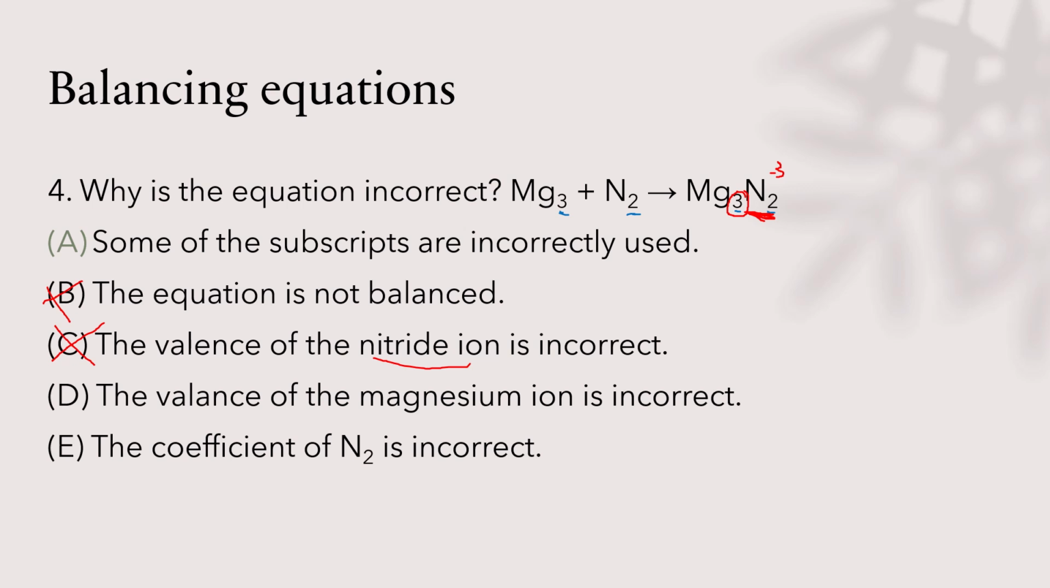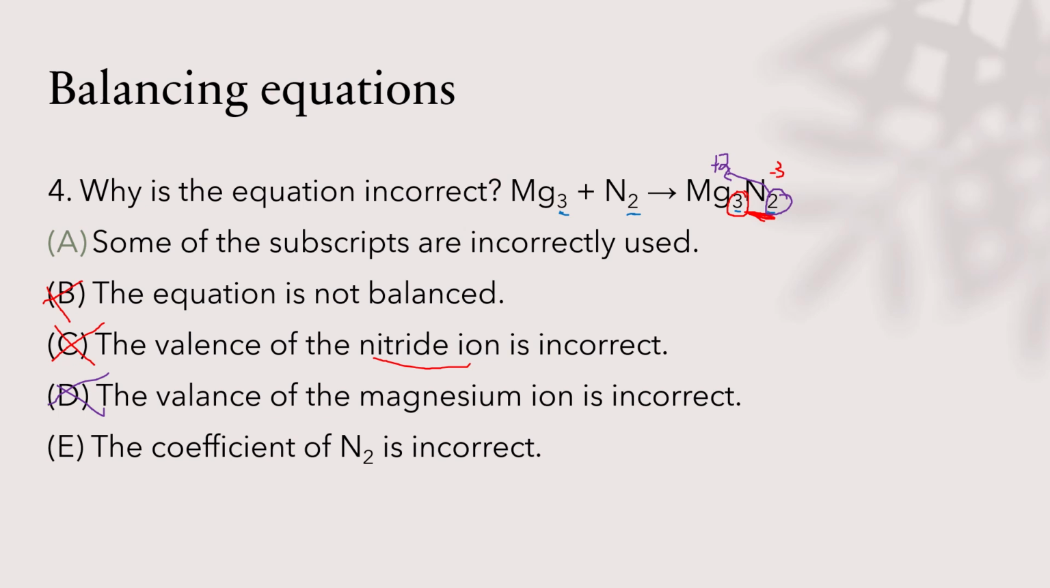Now the choice D is saying the valence of magnesium is incorrect. For that, we're looking at the subscript of nitrogen, because we'd have to do the crisscross method to come up with this chemical formula. That subscript of 2 is going to become the charge or the superscript on magnesium, meaning that magnesium has a +2 charge. And if you look at magnesium, it is an alkaline earth metal in group 2, and it will indeed have a +2 charge. So D, also not correct.